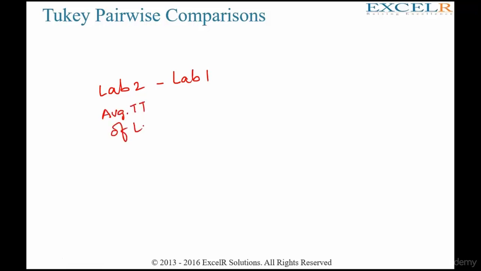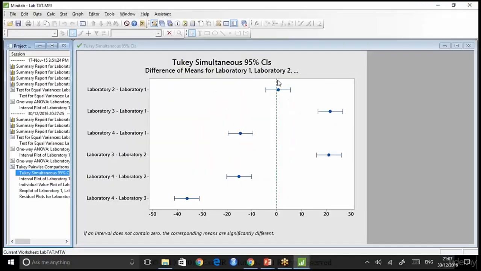So you have the average transaction time of lab 2 minus average transaction time of lab 1. And if you look at the Minitab, you have a dotted line which is at 0 exactly. If an interval does not contain 0, the corresponding means are significantly different. So you can say that lab 2 and lab 1 are significantly different if they do not contain a 0.